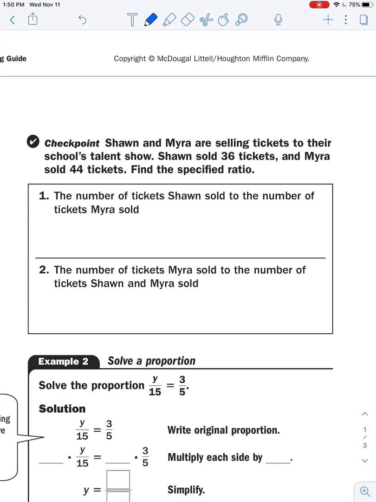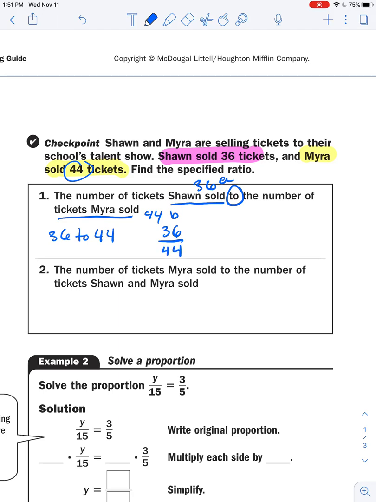All right, so let's see, how does this look? Sean and Myra are selling tickets to their school's talent show. Sean sold 36 tickets and Myra sold 44 tickets. Okay, find the specified ratio. So pay attention to what it asks. Here it says the number that Sean sold, okay, that's a 36, looking up above, to the number that Myra sold, looking up above, that's a 44. So the 2 is right there. That makes this like my A and this like my B. So I would write it as 36 to 44.